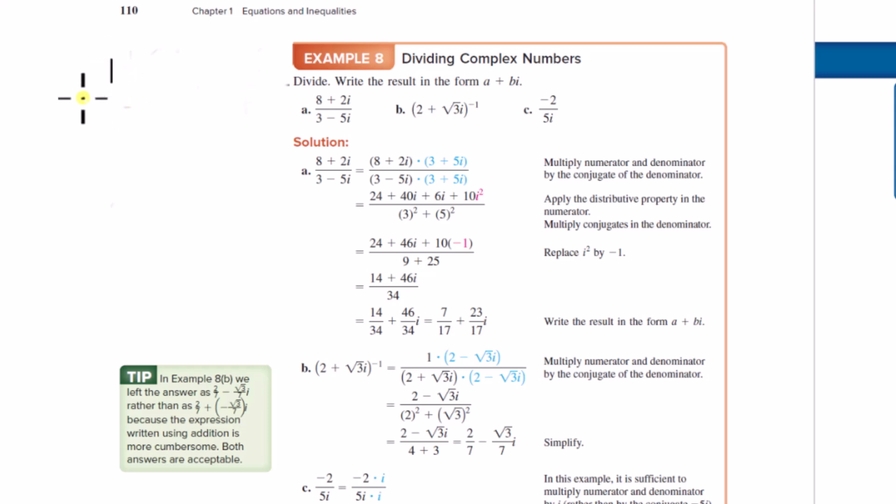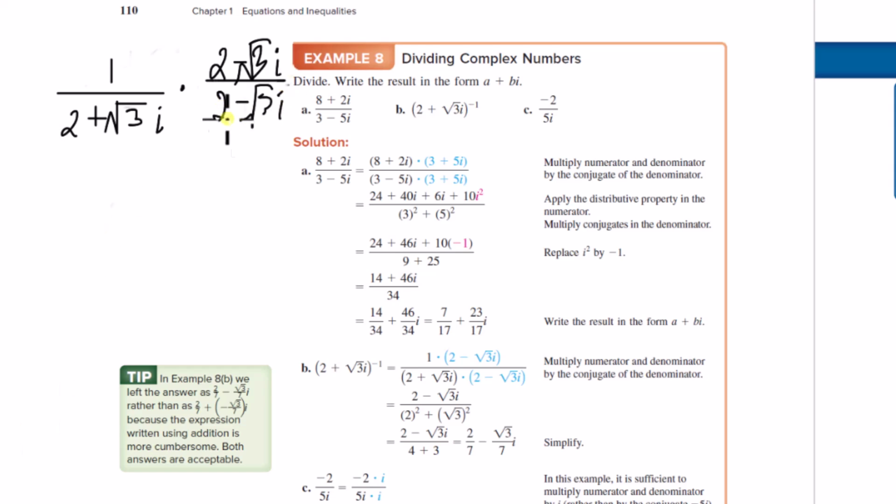So we've got 1 over 2 plus root 3i. This is still like dividing complex numbers, because this is 1 plus 0i. You could think of it as dividing just 1 by a complex number. The whole idea is we just want to get a real number in the denominator. That's what we're trying to do here. And so we can multiply by the complex conjugate of the denominator, 1 in the form of that.